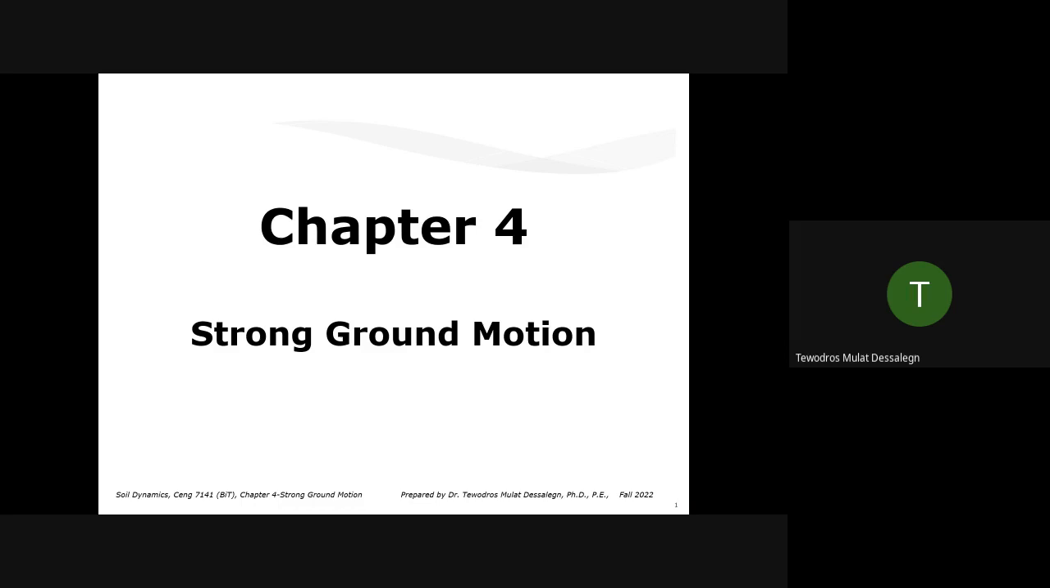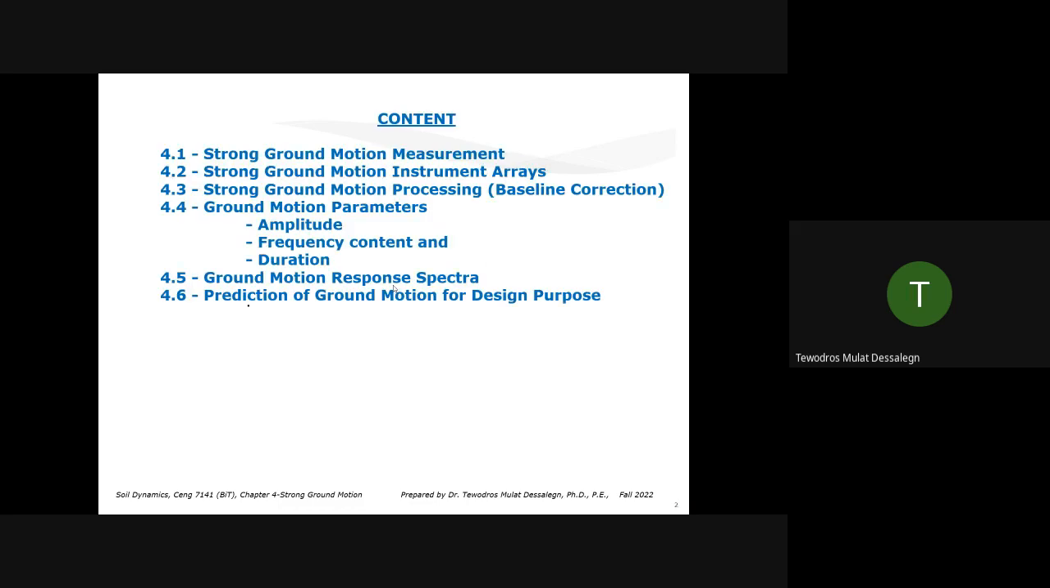So chapter 4 is strong ground motion, especially once it arrives at the ground surface or near the ground surface, the bedrock. That's what we receive, that's what we record using our instruments. And that's the one we process and use for designing our civil structures. So we have section 4.1, strong ground motion measurement. We will measure it using instruments.